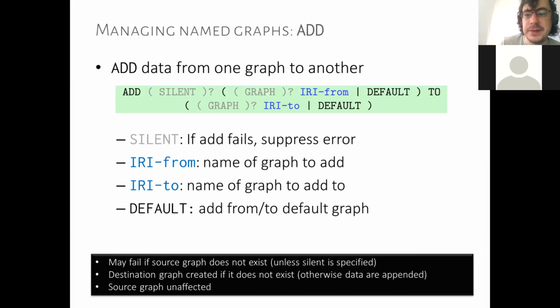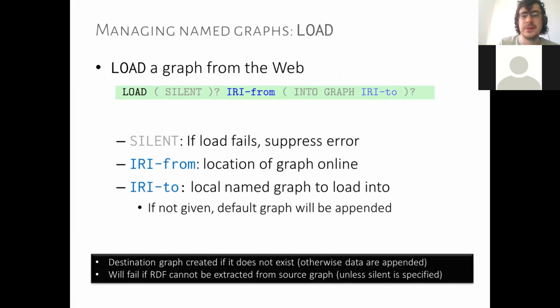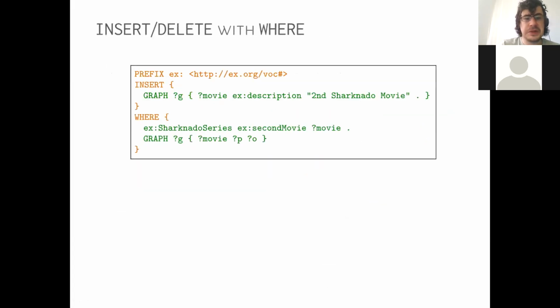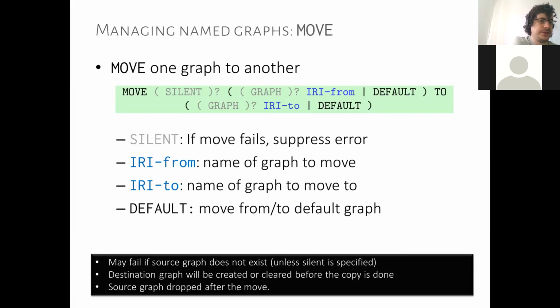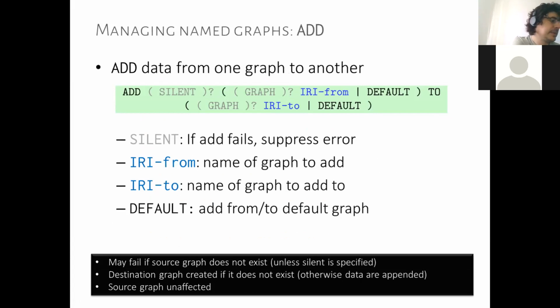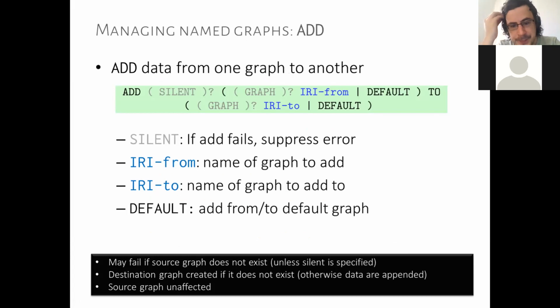Okay. Any questions or doubts about this? So we have some data to insert or delete triples from named graphs, and we have these features to manage the named graphs indexed in the SPARQL dataset. Okay, so if there's no doubts, we have this.